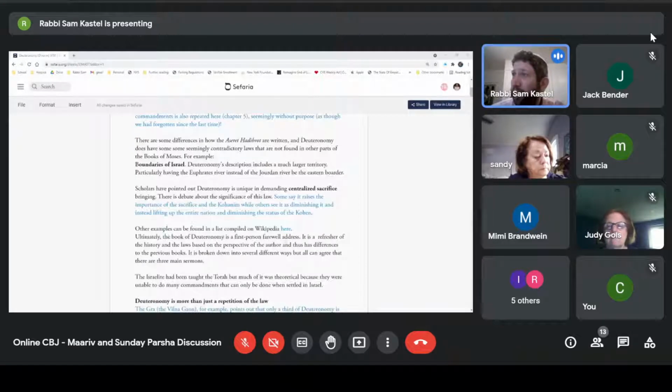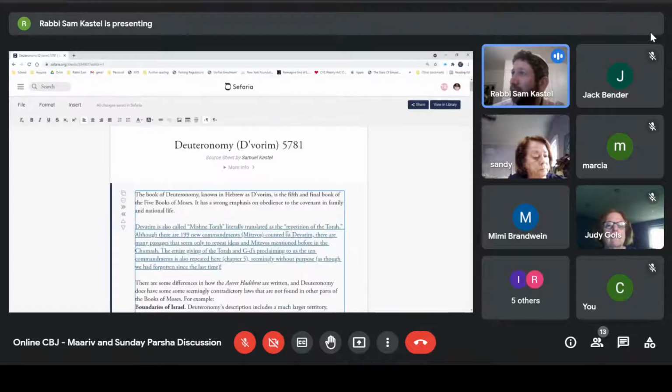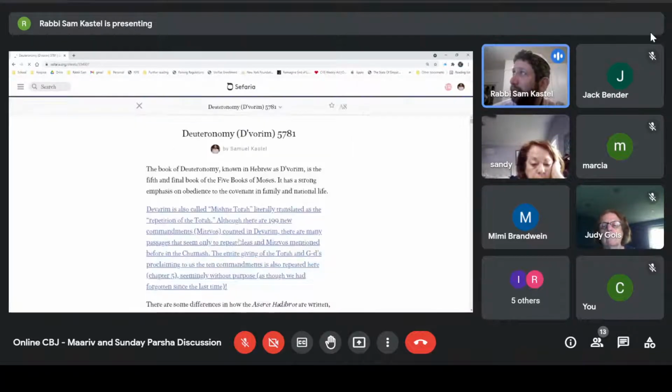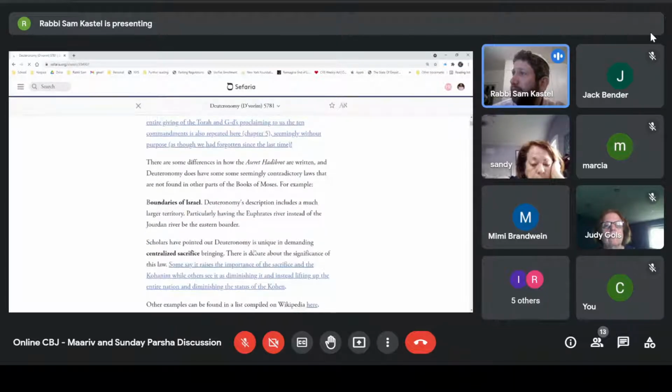Other examples can be found, there are many lists, but Wikipedia is easy for everybody to find. So I don't know if you'll be able to see it or if it doesn't go there. Okay. Put it in library mode. Maybe it'll go there. There we go.